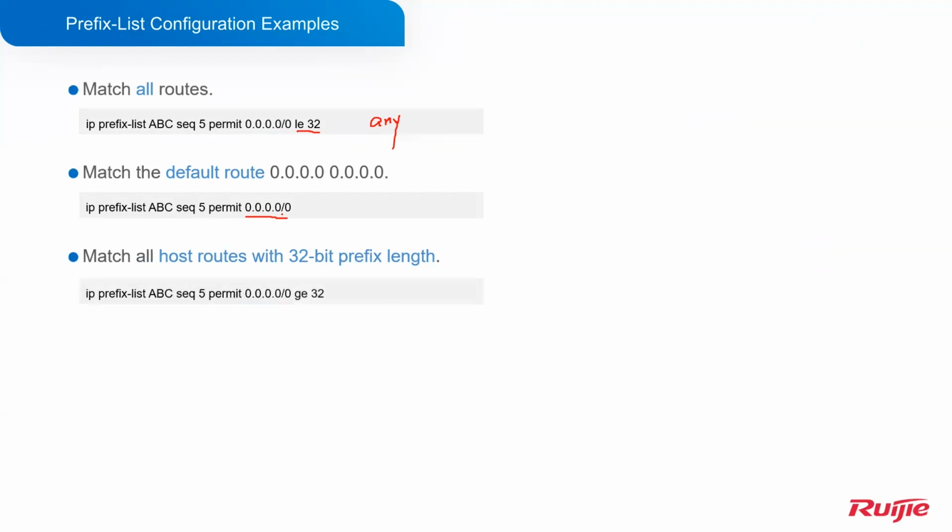After knowing this, let's see. If we want to match all routes, it could be like this. Permit 0.0.0.0/0 less equal than 32. It represents any. Or match the default routes. It's shown here. This is the default route. Match all host routes with 32 bits prefix length, so greater equal than 32.